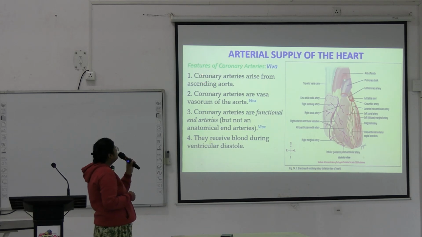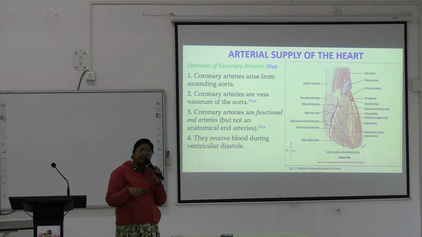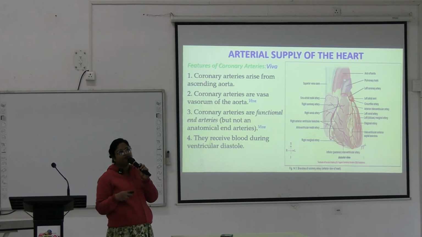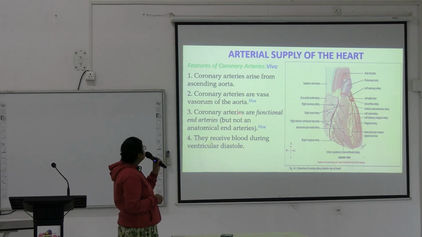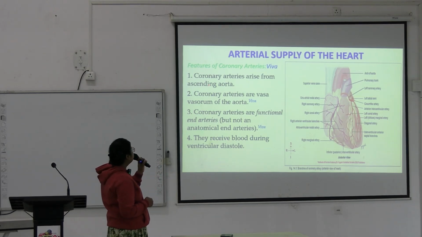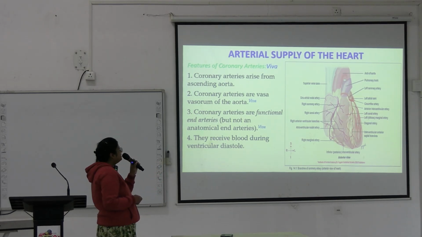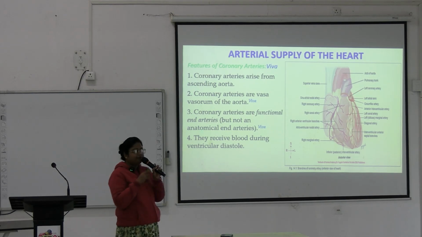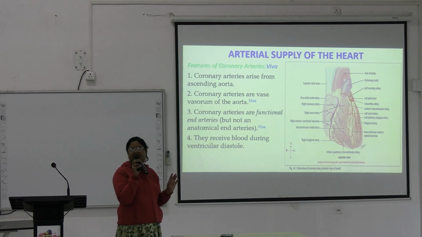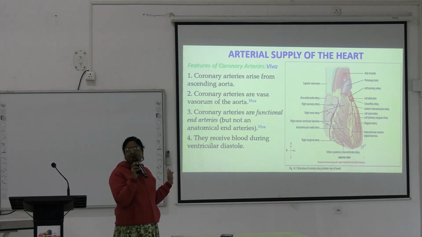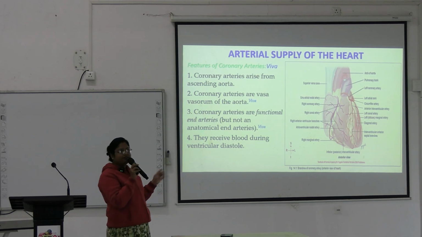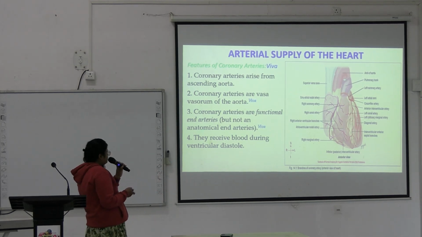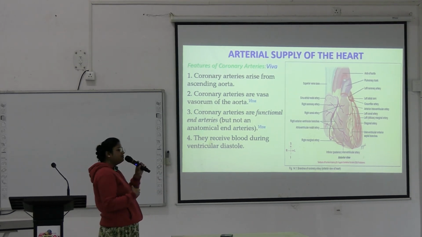Okay, so what are the features of coronary arteries? This is also asked in your viva, an important viva question. This is also asked during your heart viscera table, thoracic viscera table. Heart and lung will be given, so in the viscera table also you will be asked about this coronary circulation.